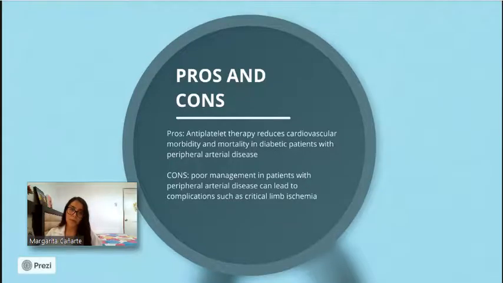Pros and cons. Pros. Antiplatelet therapy reduces cardiovascular morbidity and mortality in diabetic patients with peripheral arterial disease. Cons. Poor management in patients with peripheral arterial disease can lead to complications such as critical limb ischemia.